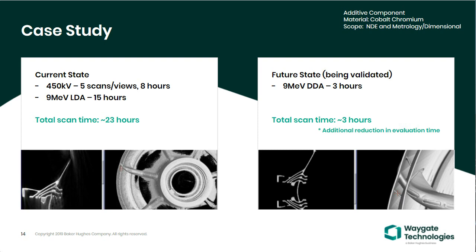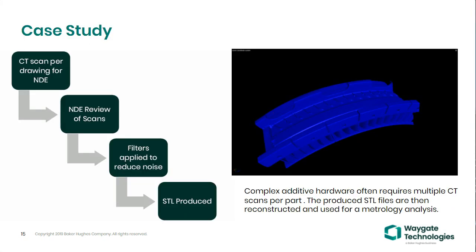So those are some examples as to the why. I think I've got a couple more talking about the metrology. A lot of these components that we're seeing, and a lot of you out there I know are also doing additive, we first do an NDE scan, we do an NDE analysis, then we apply a bunch of noise reducing filters, and then we do the STL for the metrology inspection. So again, this part has much better surface characteristics.